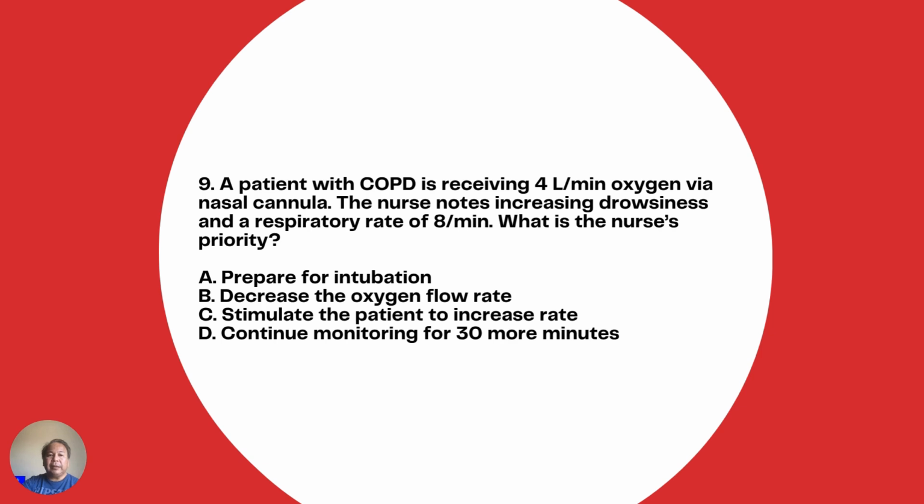Question number 9. A patient with COPD is receiving 4 liters oxygen by a nasal cannula. The nurse notes increasing shortness of breath and a respiratory rate of 8. What is the nurse's priority? So is it A, prepare for intubation? Is it B, decrease the oxygen flow rate? Is it C, stimulate the patient to increase rate? Or is it D, continue monitoring for 30 minutes for this patient? So 10 seconds.